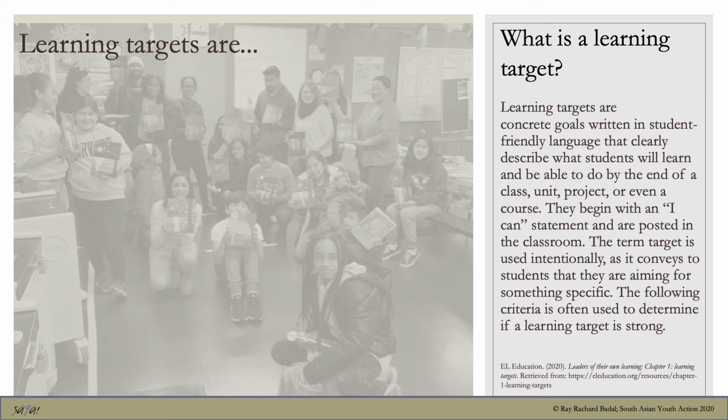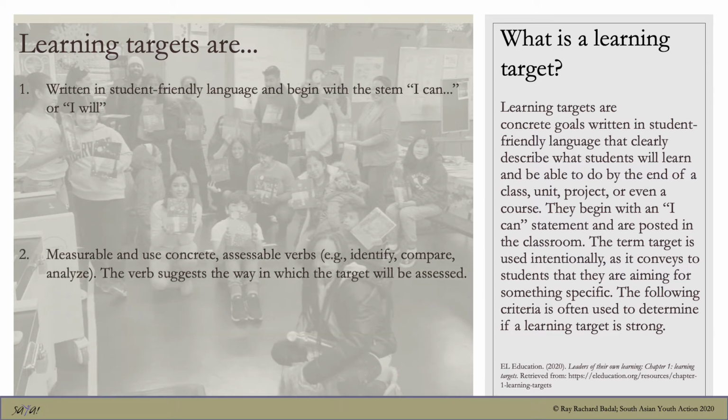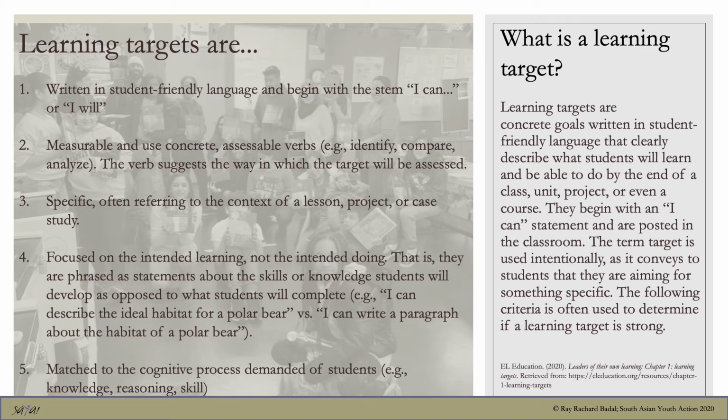The following criteria is often used to determine if a learning target is strong. So learning targets are strong if number 1, they are written in student-friendly language and begin with the stem I can or I will. Number 2, they are measurable and use concrete accessible verbs, e.g. identify, compare, analyze. The verbs suggest the way in which the target will be assessed. Number 3, learning targets are strong if they are specific, often referring to the context of a lesson, project, or case study. Number 4, learning targets are focused on the intended learning, not the intended doing.